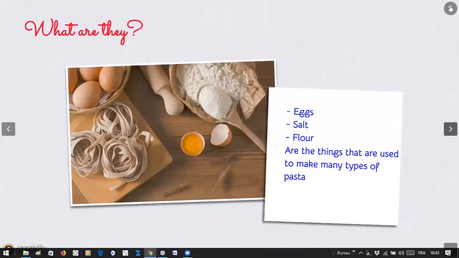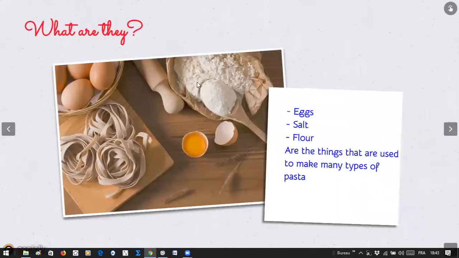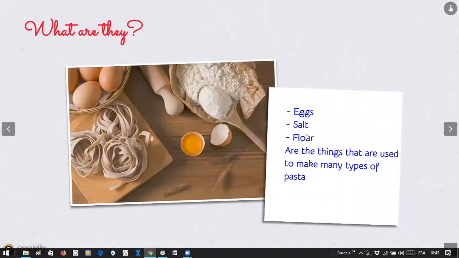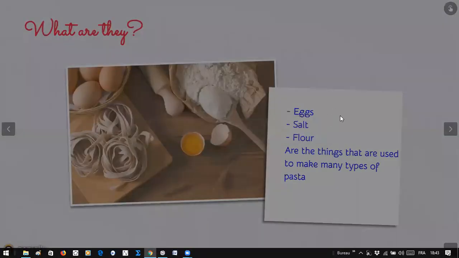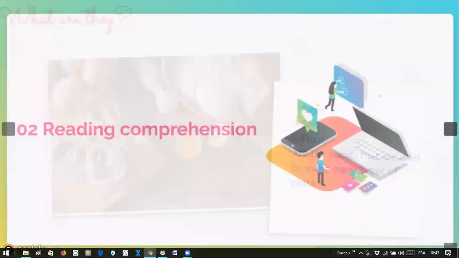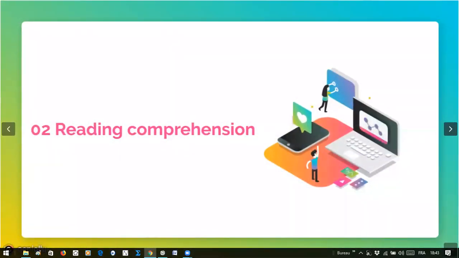Then the last word, what are they? Can you read? Eggs, salt, flour are the things that are used to make many types of pasta. Good. Look, this is flour. How do you write flour? Look at this. Flour and eggs and salt. These are what? Ingredients. Great. You need ingredients to make a recipe and eat and enjoy. Great. This is step 2.